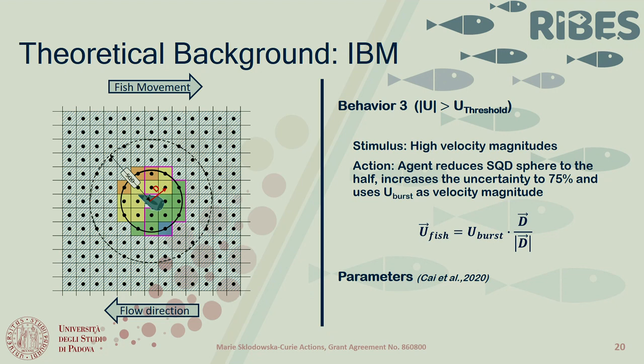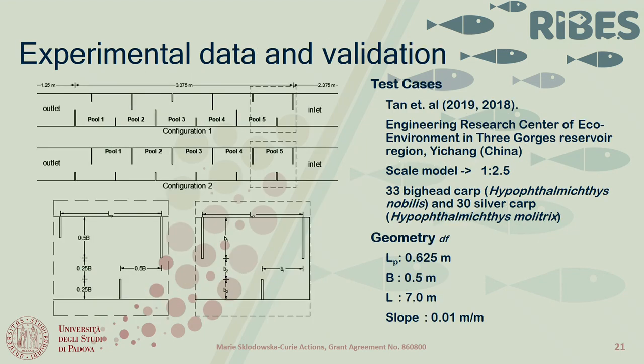How? Reducing the sensory sphere, increasing the uncertainty of path choosing, and using the swimming bursting speed instead of the sustained swimming speed. So after we defined the theoretical framework, we went through the experimental test, let's say. So we consider two configurations performed in a laboratory in China with big head carps and silver carps.